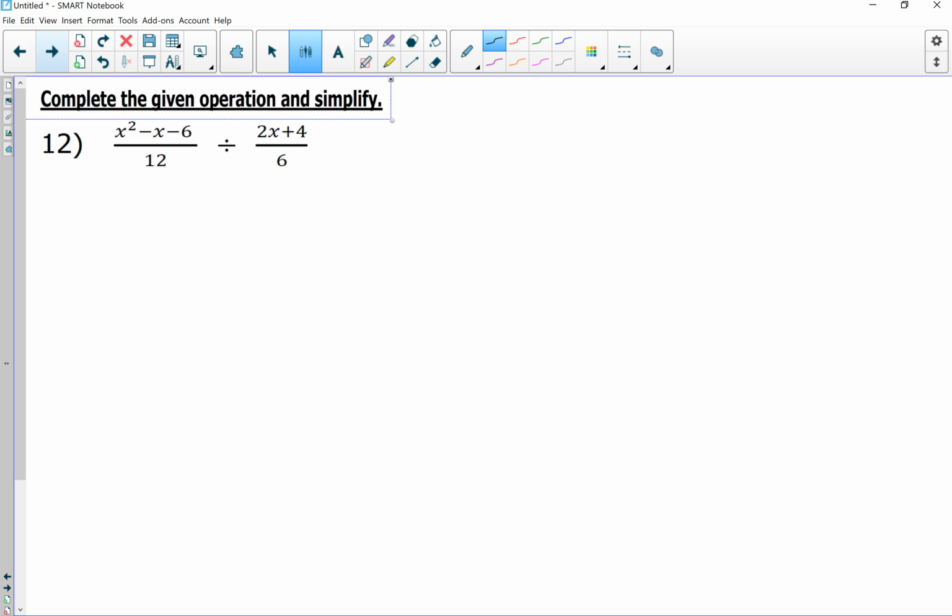Okay, problem 12 is also a rational expression, also division. So let's see if we can follow through the same steps that we did for problem 11 previously. The first thing I need to do is tackle my division. So I keep my first fraction the same and then multiply by the reciprocal, or flip, of my second. So this would be times 6 on top and 2x plus 4 on the bottom. So I've dealt with the division part.